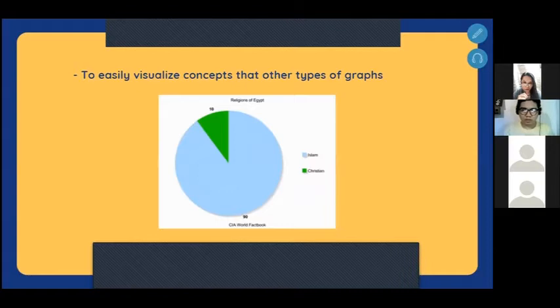So to easily visualize concepts that other types of graph cannot. As what I've said, it is the easiest way to identify the differences of the percentage in a whole pie graph.